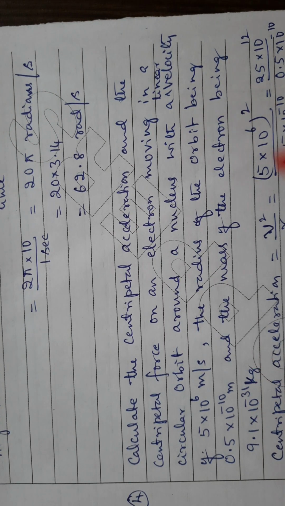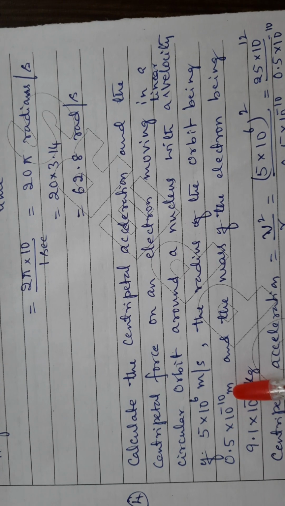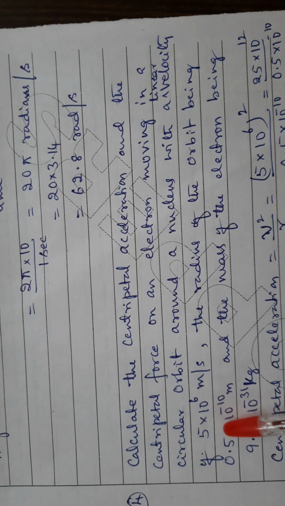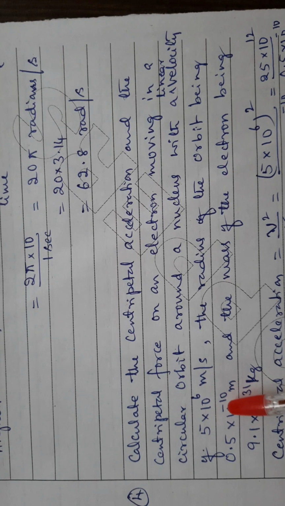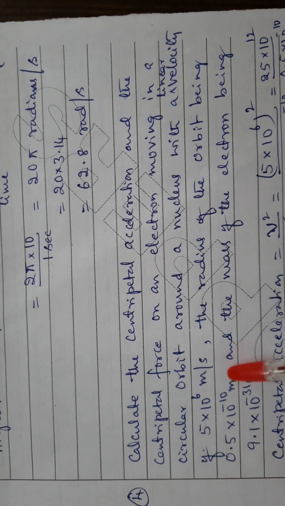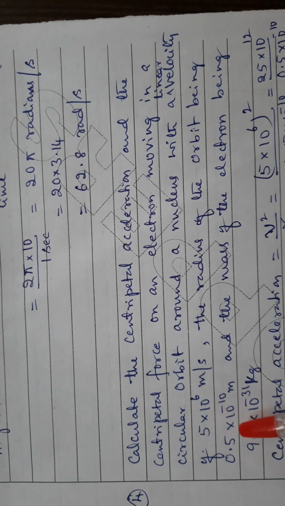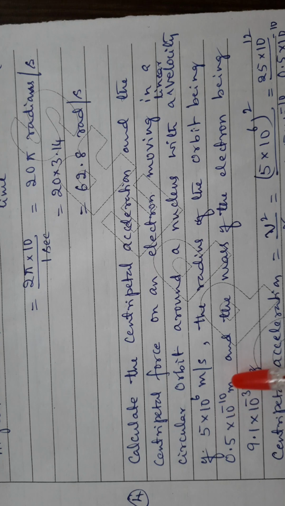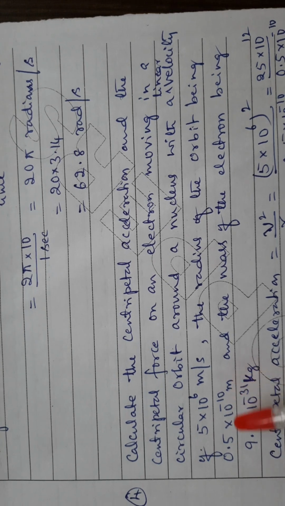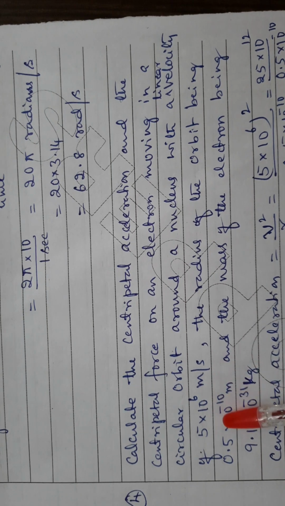And the radius of the orbit, fortunately, is not given in terms of angstrom. Directly, it is given in terms of meter. And don't forget, 10 to the power of minus 10 meter is equal to 1 angstrom. If they have given 0.5 angstrom in the problem, 1 angstrom is equal to 10 to the power of minus 10 meter. You have to convert all the things to SI units, that is angstroms to meter. But fortunately, in this problem, meter is given.